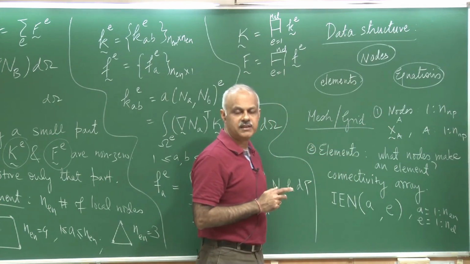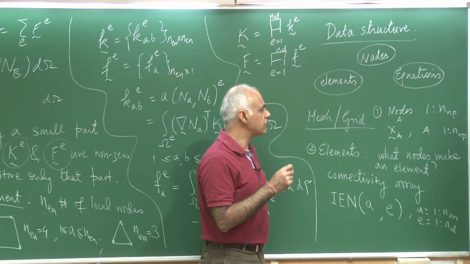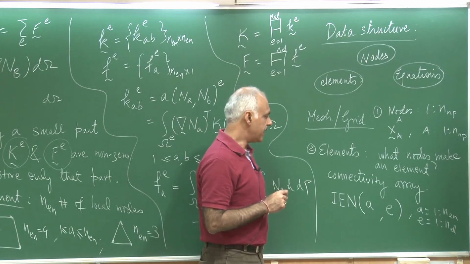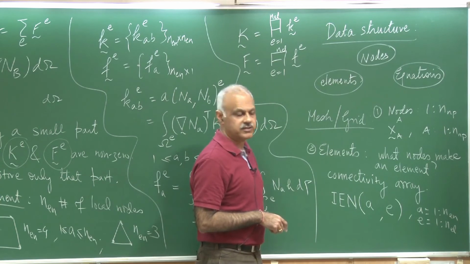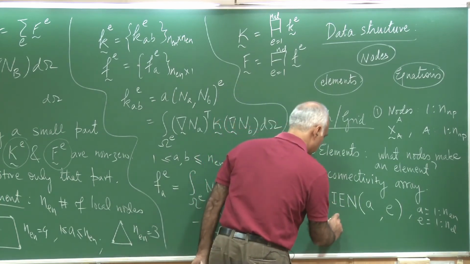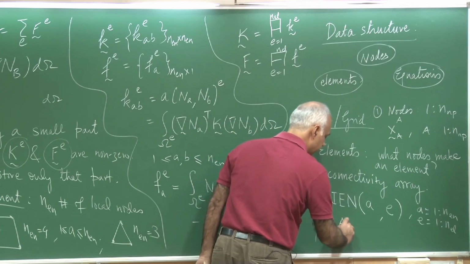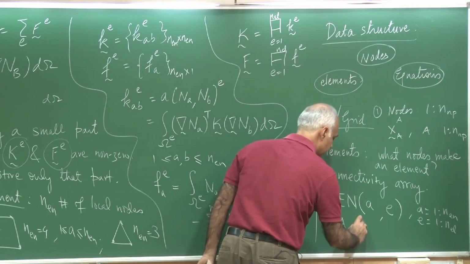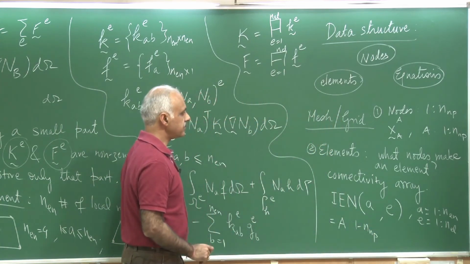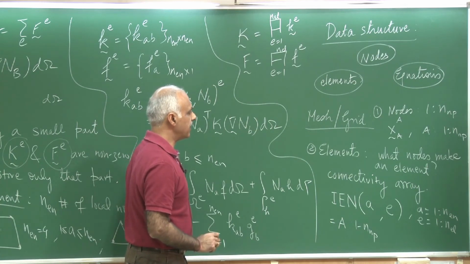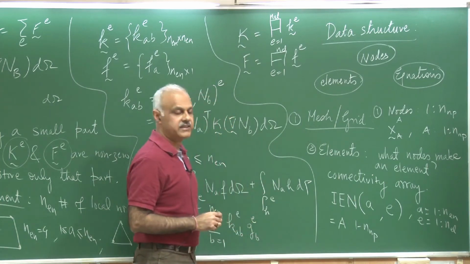So the idea is very simple. I create a set of all nodes and I number them 1 through NNP, and then I try to form elements out of this list of nodes. Okay, so that is my IEN array. The outcome of the IEN array is actually going to be a global node number A, which of course varies from 1 through NNP. So that is the first quantity that I generate, a mesh.